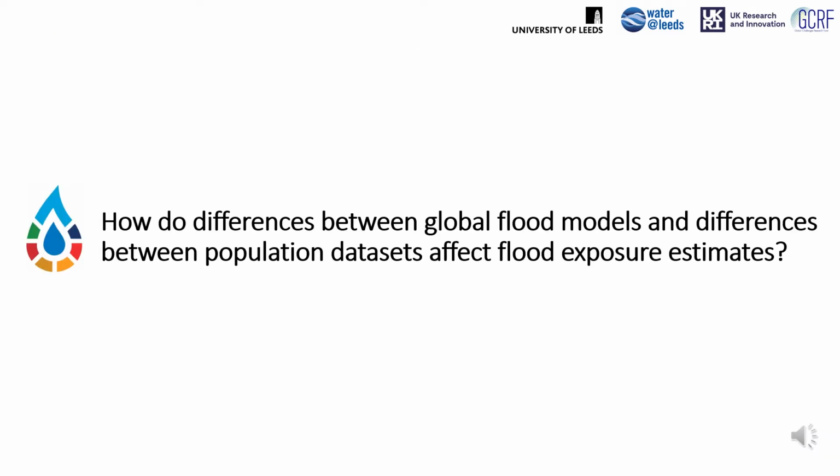So I've given you a brief summary of what global data sets are available for both flood hazard and global population. But as an end user wanting to use these data sets to calculate flood exposure, how do you decide which of these data sets to use? And what impact does your choice of data set have on your results? So that's what I'm exploring with this research. How do differences between global flood models and differences between population data sets affect flood exposure estimates?